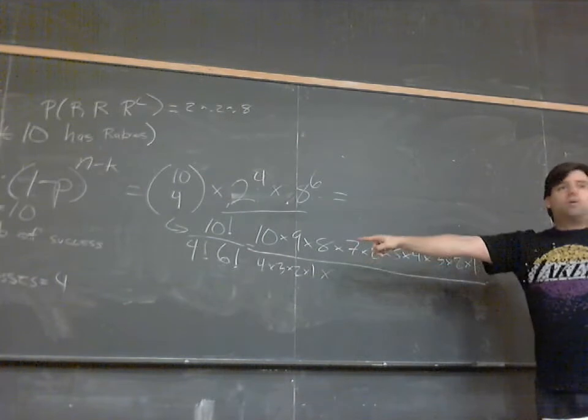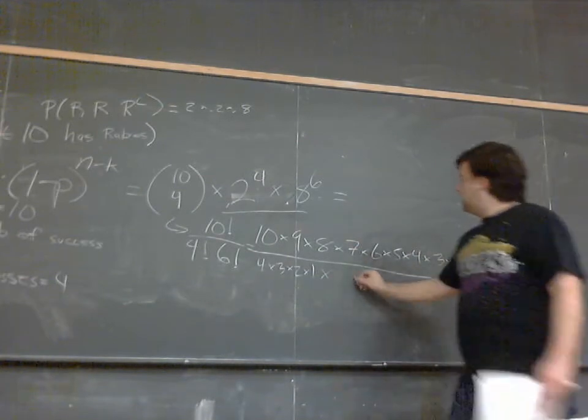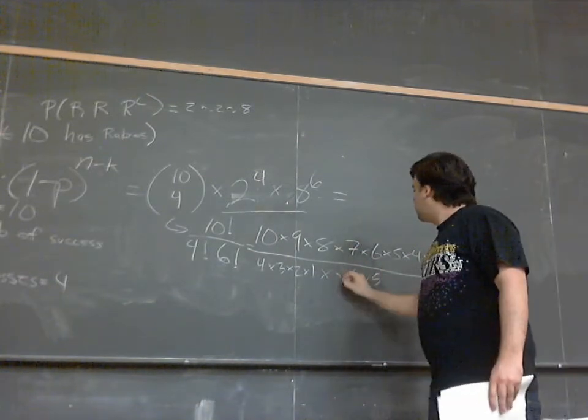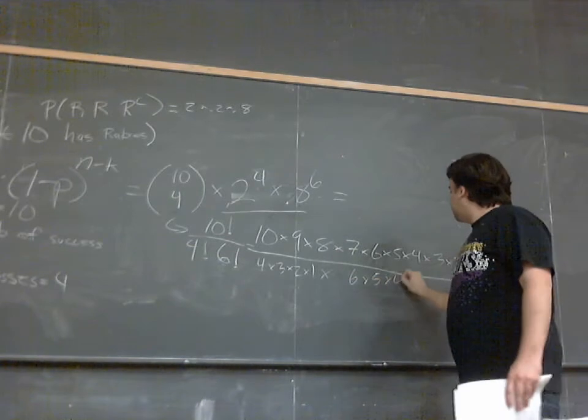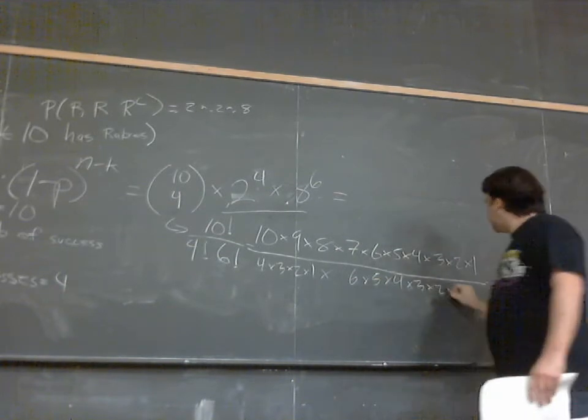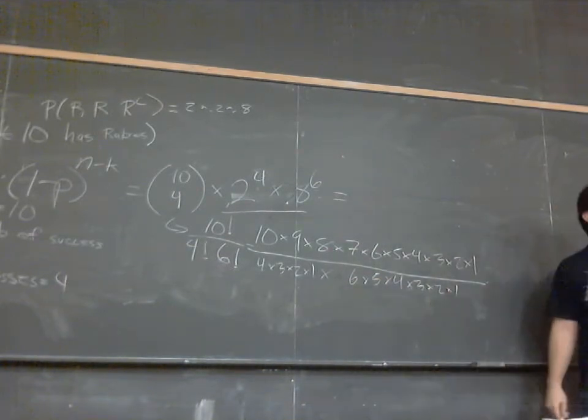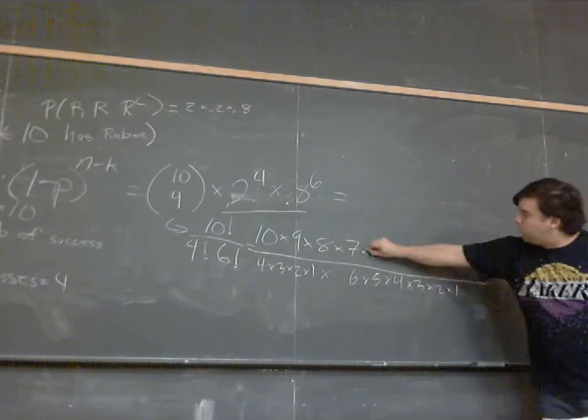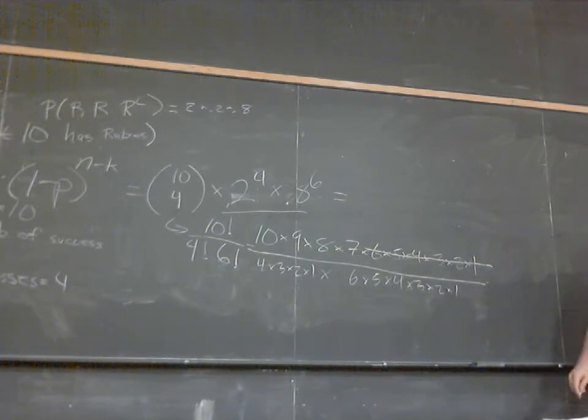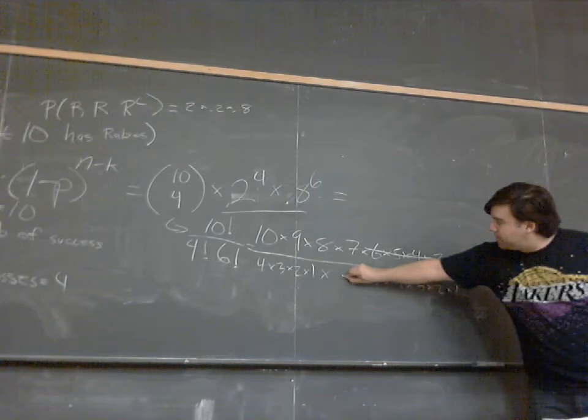Times 6 factorial in the denominator, that's 6 times 5 times 4 times 3 times 2 times 1. You're always going to get a lot of canceling out. This whole 6 times 5 all the way down to times 1 cancels with the 6 factorial we had down here.